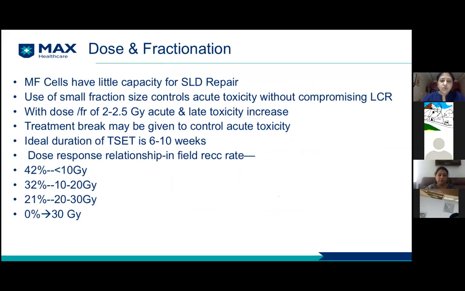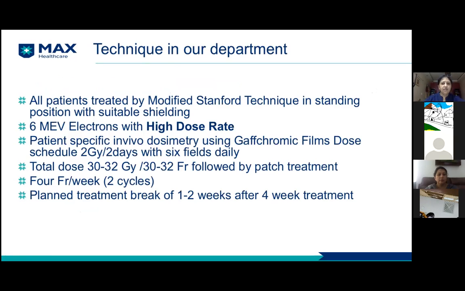Now let's come to dose and fractionation. We've completed about 50 minutes of the presentation. Mycosis cells have little capacity for sublethal damage repair, so you can choose your fractionation. I will tell you what we do, but there are several fractionation schedules which are available. What we follow is that we treat all our patients with modified Stanford techniques, 6 MeV electrons, high dose rate. We also do their in vivo dosimetry.